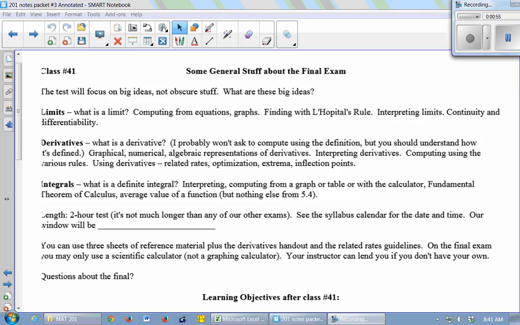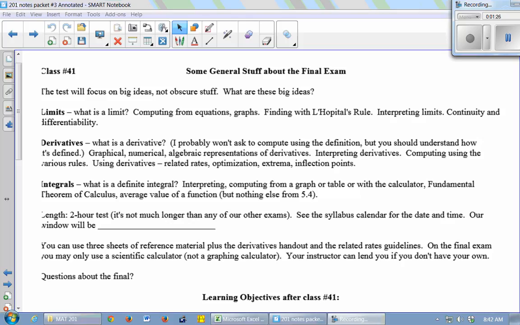For limits, you need to know what a limit is, be able to compute a limit if I give you an equation or a formula or a graph, be able to find a limit using L'Hopital's rule, and be able to interpret limits and think about limits in terms of continuity and differentiability of a function, right? Because limits were part of the definition of being continuous. Limit from the left has to equal the limit from the right, has to equal the value of the function.